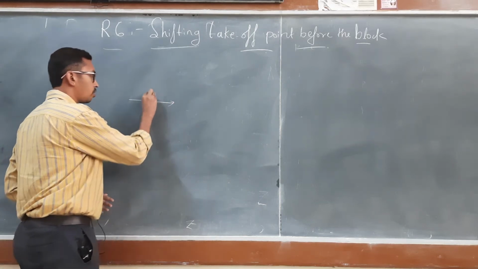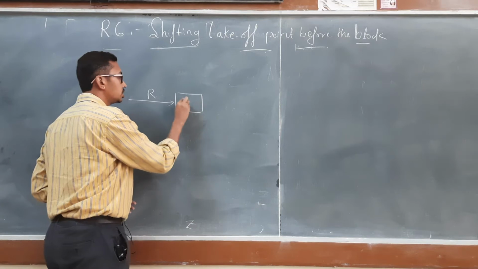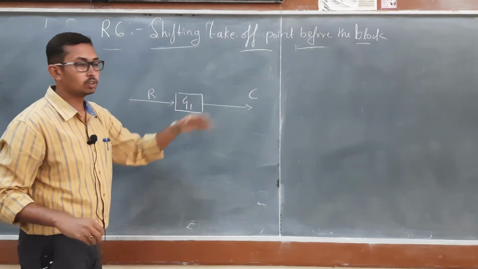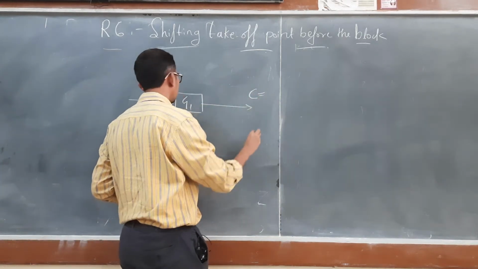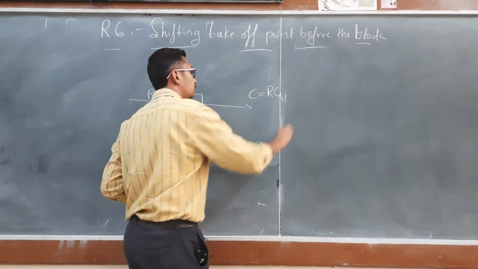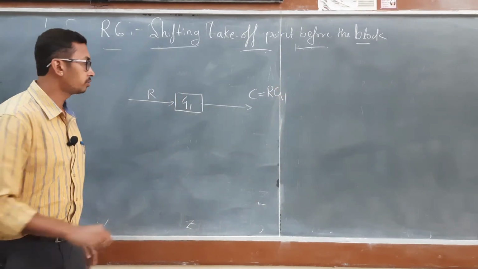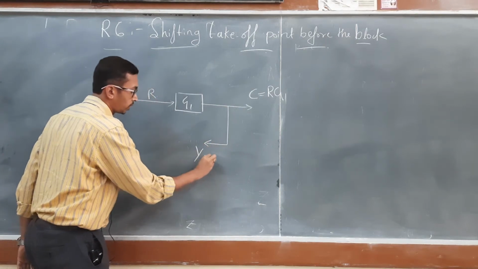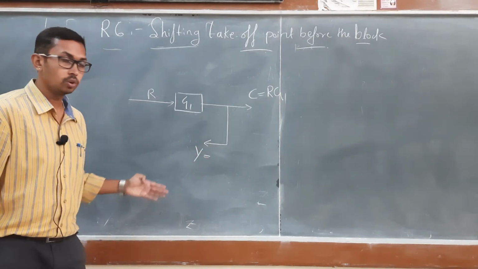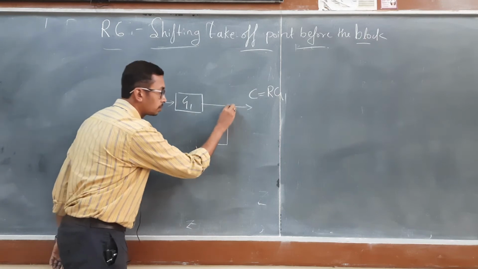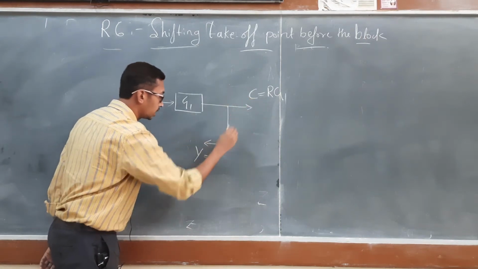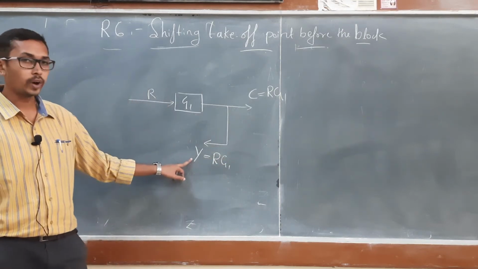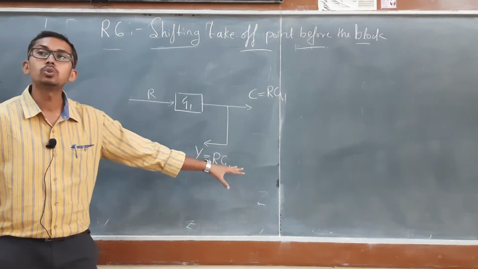I have an input R and there is a block G1, and let me take C as the output. So what will C be equal to? The C output will be equal to R into G1. So this is the output. If there is a takeoff signal over here, I am going to take this one as Y. So what is this Y equal to? I am taking the signal from this point, so it will be the same as C. So it will be R G1. Here the Y has a signal of R into G1.